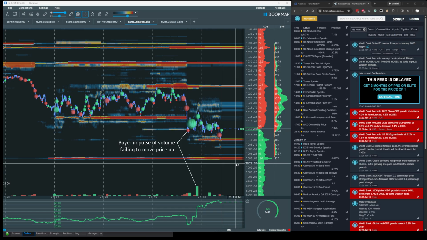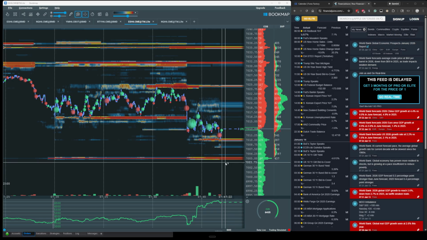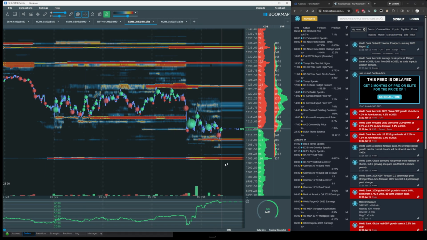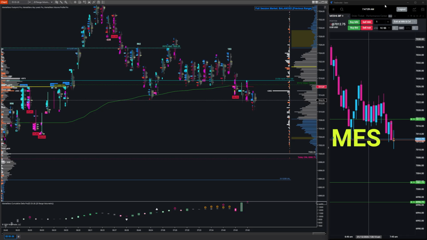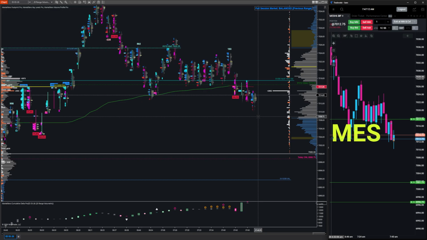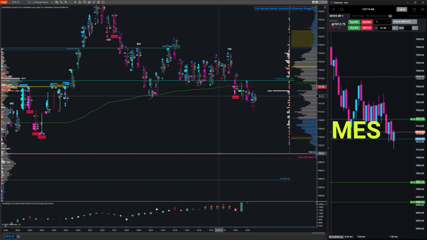Trade number 2, it's going short. We had an impulsive volume for buyers failing to move price up. So a lot of times it's an indication of price going the opposite direction, because participants can't move price the way they want. So here I'm short, stop above this buyer delta and the VWAP and close from the previous day.